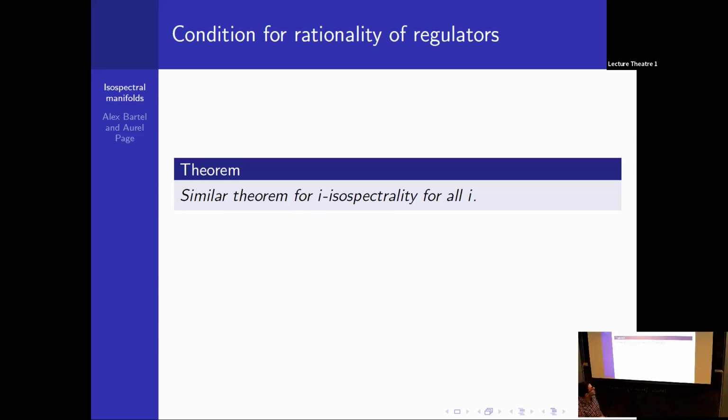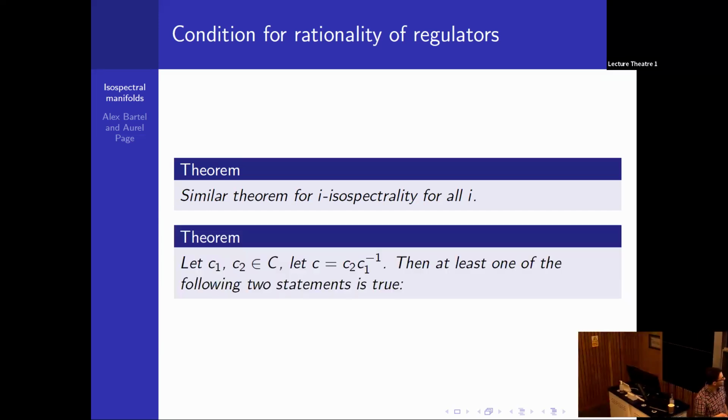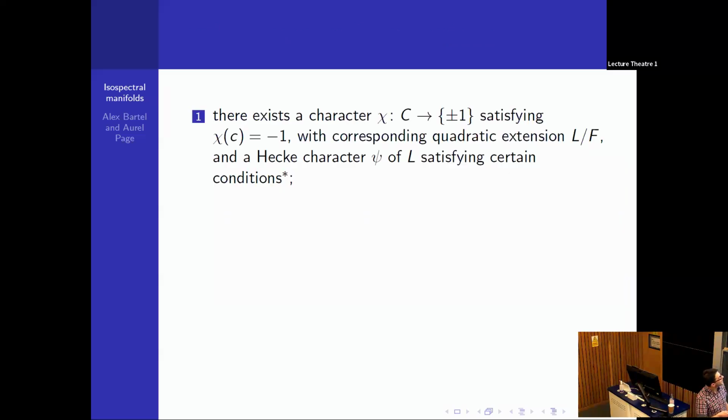Okay, and a similar theorem for isospectrality for all i. At this point, I'm going to spare you the conditions. And then there is one more that I do want to spell out. So either there exist Hecke characters with certain conditions, or for every i, the regulator quotient in degree i is rational.